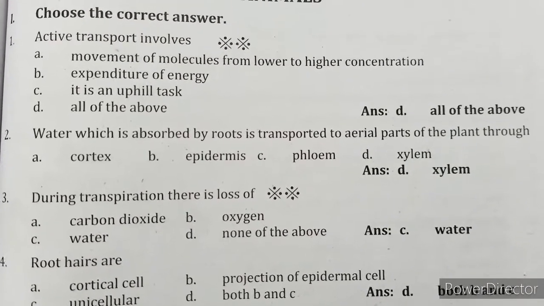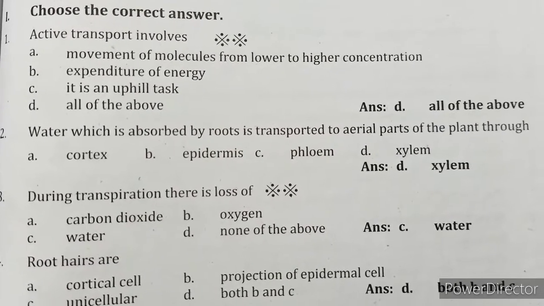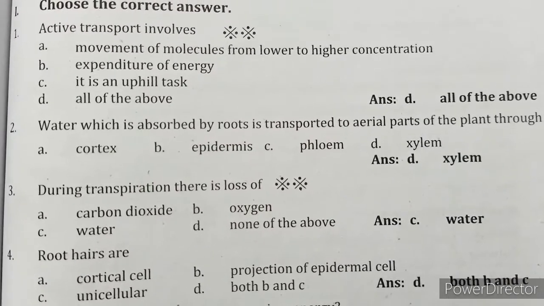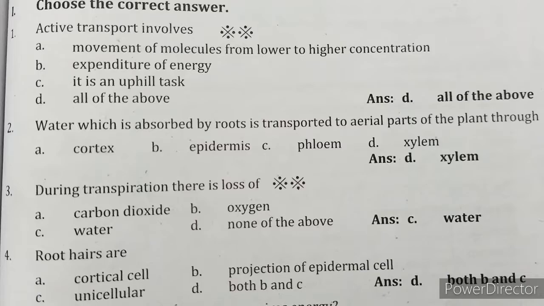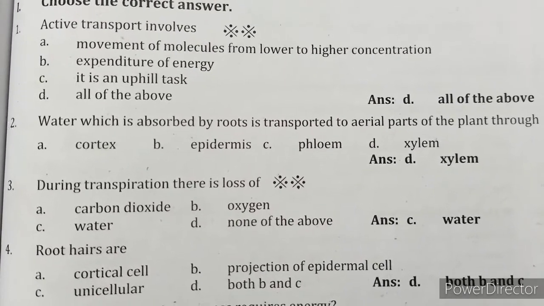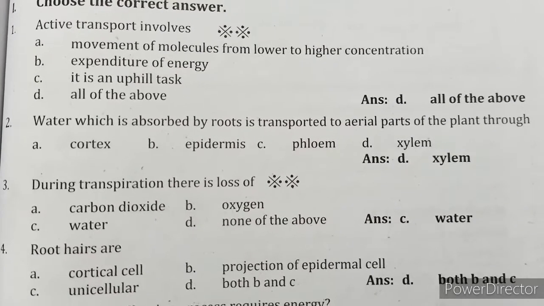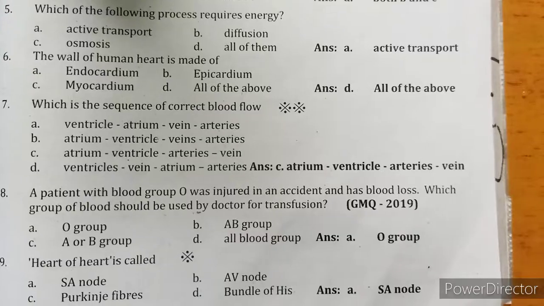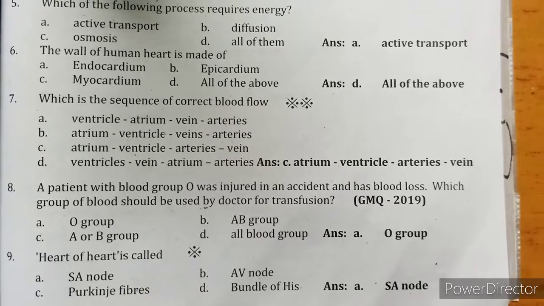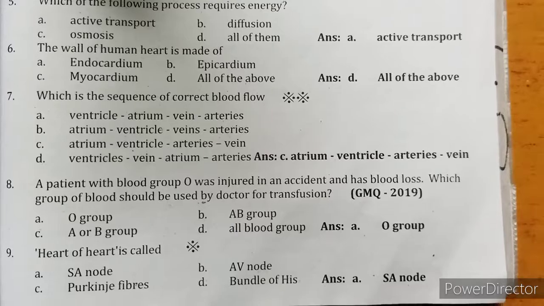Choose the correct answer. Active transport involves all of the above. Water which is absorbed by roots is transported to aerial parts of the plant through xylem. During transpiration, there is loss of water. Root hairs are both B and C. Which of the following process requires energy? Active transport. The wall of human heart is made of all of the above.